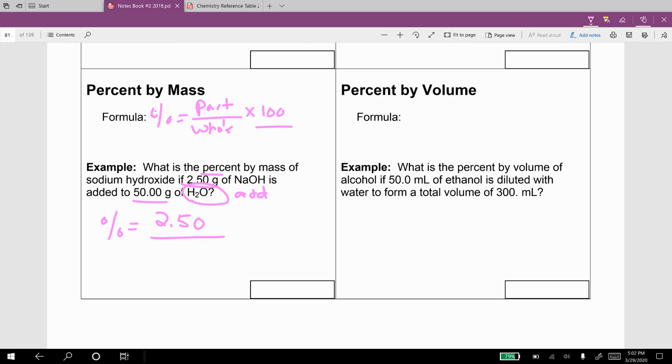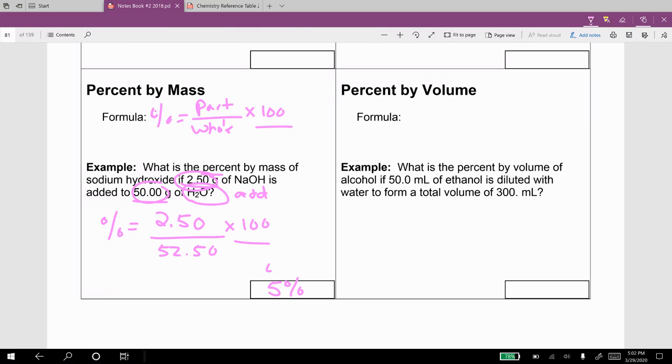So really what I do have now is 52.5 grams, because I have to add these two things together and then multiply times 100. If you see correct numerical setup and you don't have the times 100, you don't get credit. So that is going to be about 5%. If you do it on the calculator, it comes out to be 4.762, but we're just going to round that to 5%.